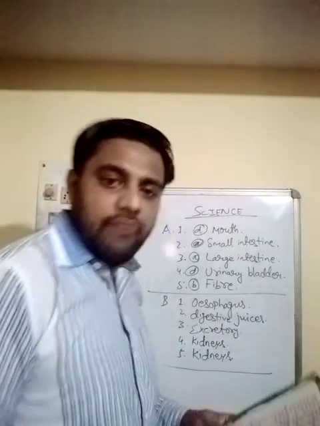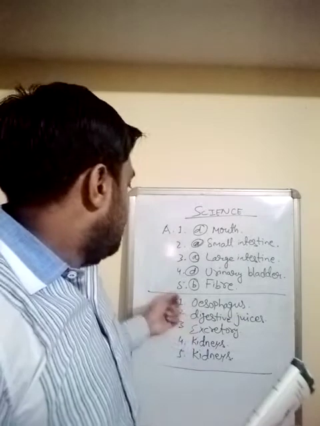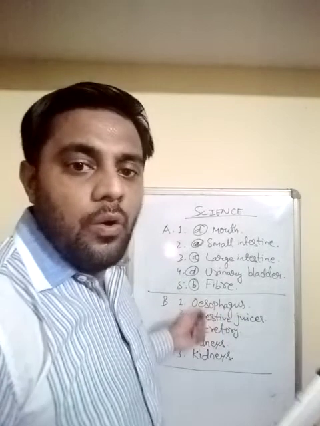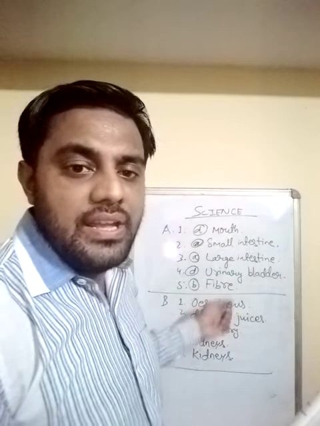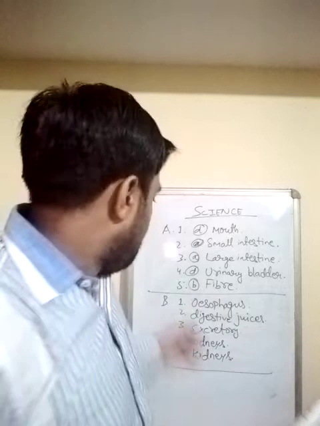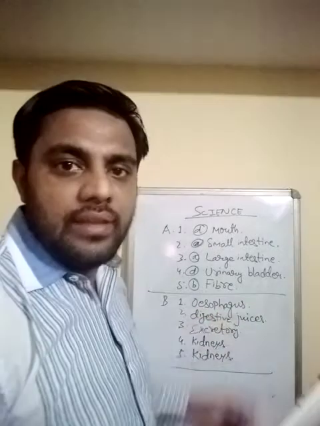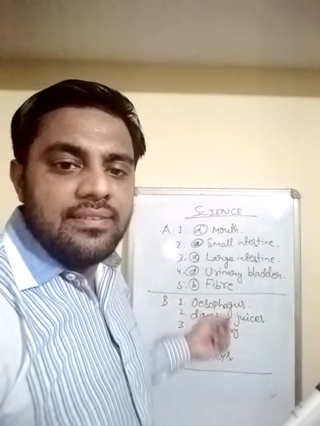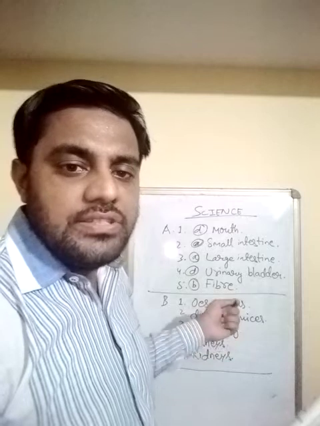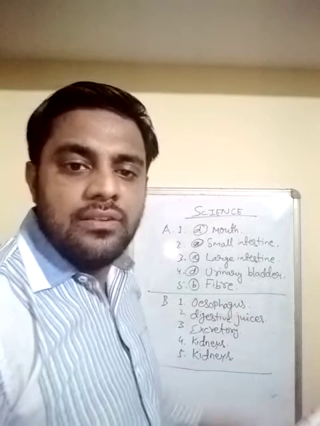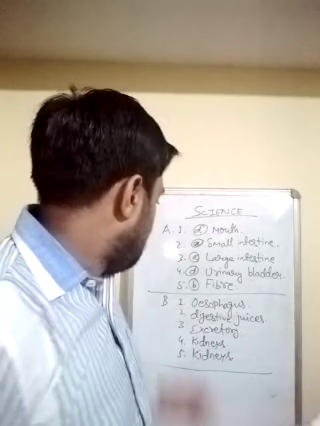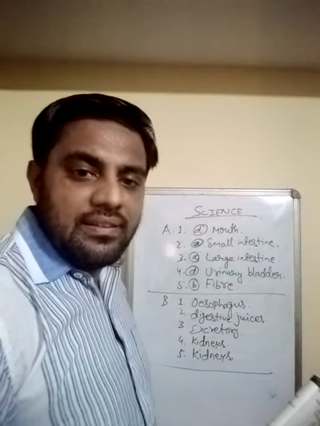Moving on to exercise B, fill in the blanks. Your number 1 answer is esophagus, O-E-S-O-P-H-A-G-U-S, esophagus. Number 2, digestive juices, D-I-G-E-S-T-I-V-E, digestive, J-U-I-C-E-S, juices, digestive juices.